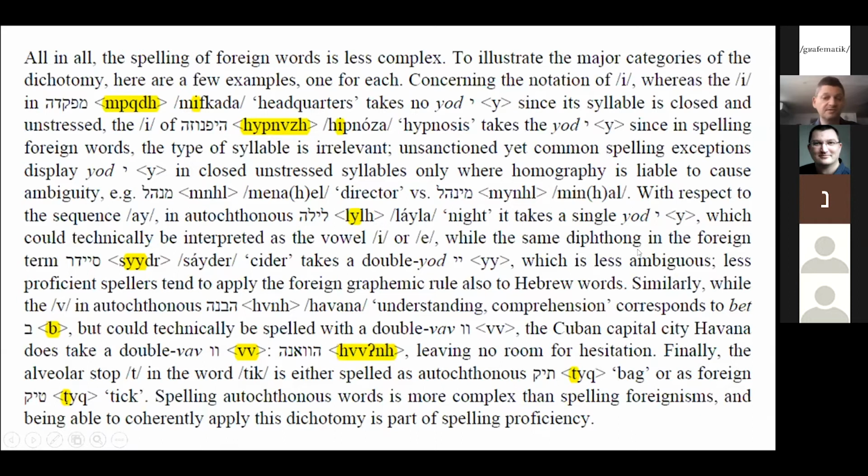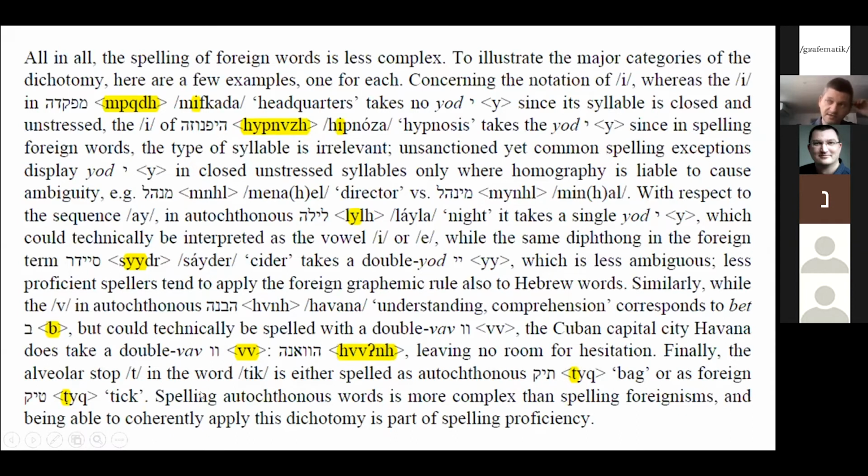So it's less ambiguous. Another example, if we take the word Havana, which means understanding in Hebrew, you use the letter bet for Havana, whereas Havana, the Cuban capital city, is going to be a double vav, spelled differently. Same for the word tik, from the Hebrew word which means bag, tik, using one T grapheme, whereas for the tik, foreign word, another T grapheme, taf and tet.